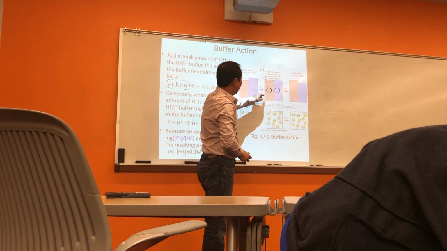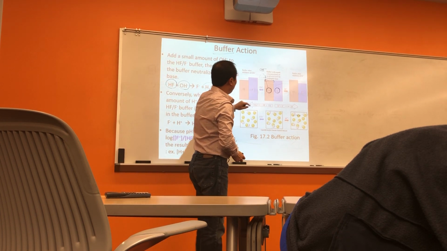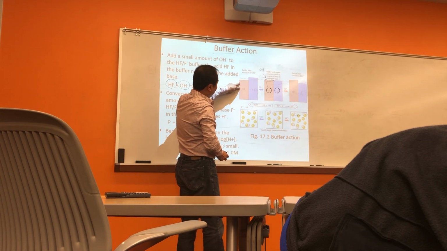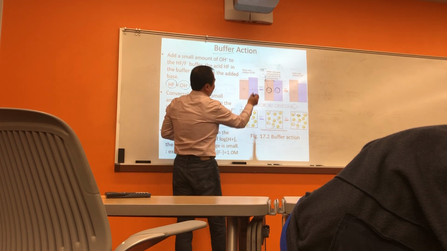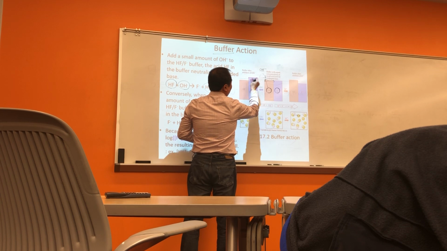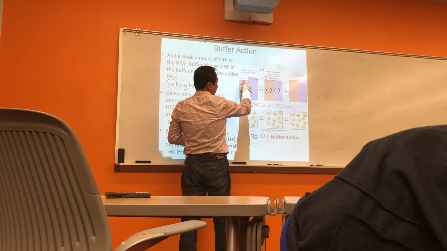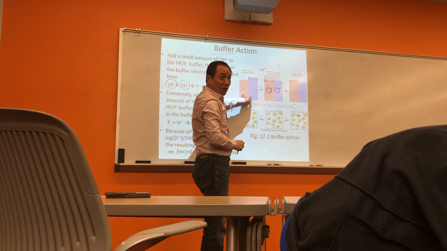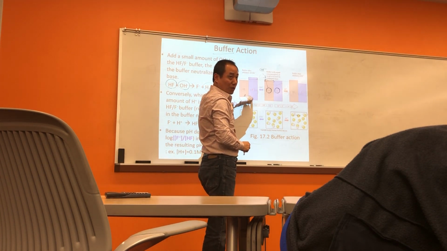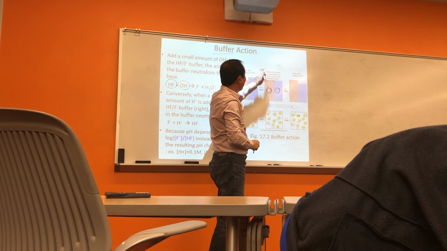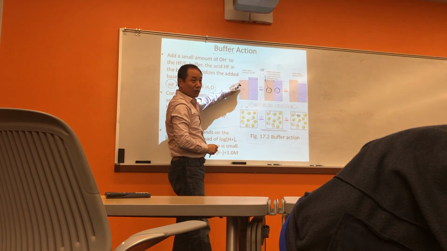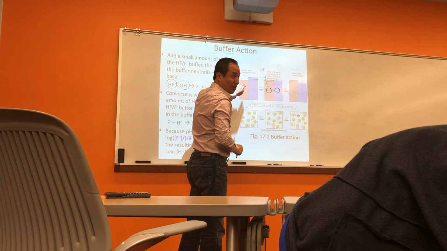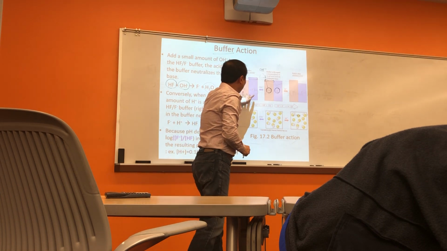So if you drink a little bit of base, you may lose a little bit of HF and make a little extra F minus. So there will be a little bit of imbalance, but this is still considered a buffer. It still works. After you drink a little hydroxide, somehow you can drink even more. It's not okay, but that's how a buffer works.